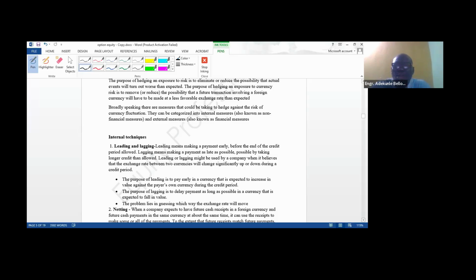You can use both methods to hedge. Some of these things we do unknowingly. If you are planning to travel in December, you can book your tickets now. The problem with this method is how to identify the movements of exchange rates. So you can do leading and lagging.